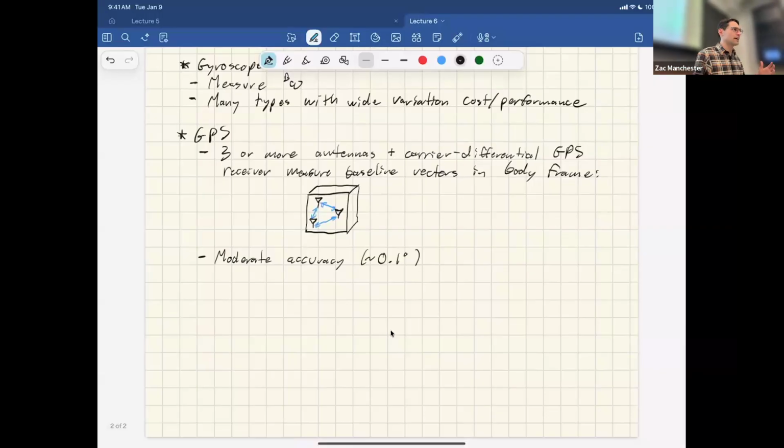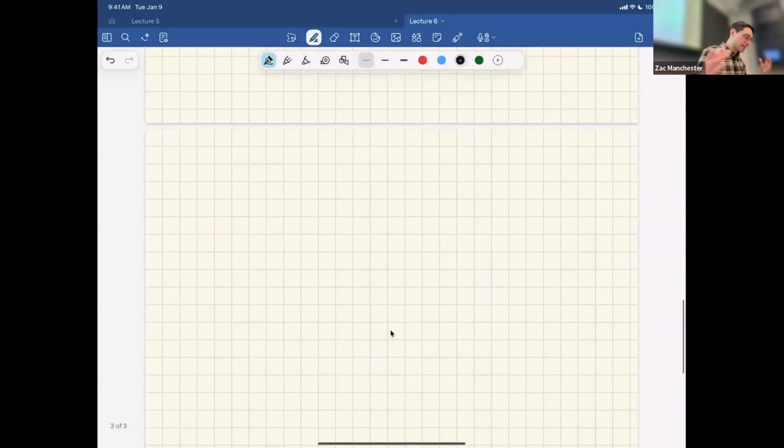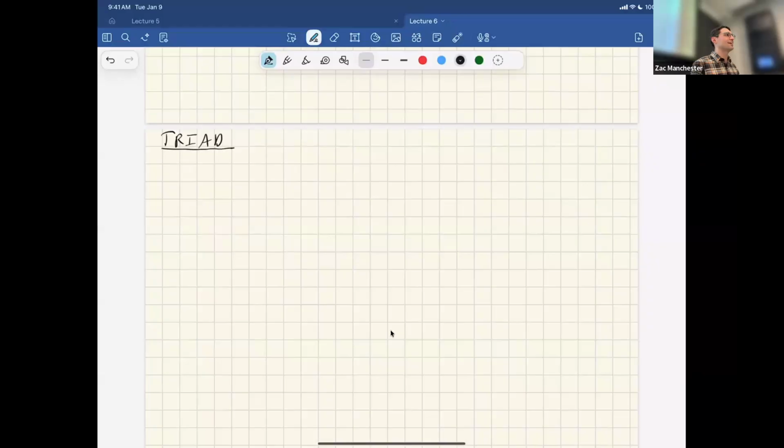All right, cool. Anything else on this? I think we're good. All right, let's get into it. So that's how you sense. What we're going to talk about now is the granddaddy of all attitude determination algorithms, which is called TRIAD. Has anyone heard of this before or tried it before? Nobody. Okay, cool. We're all learning something. So this is the first ever attitude determination method.